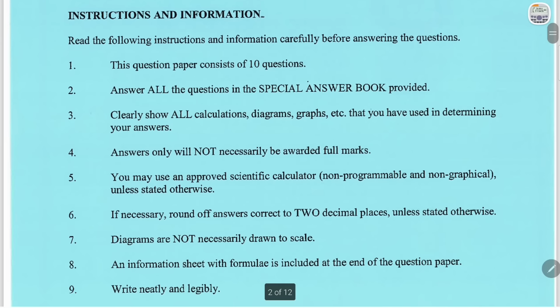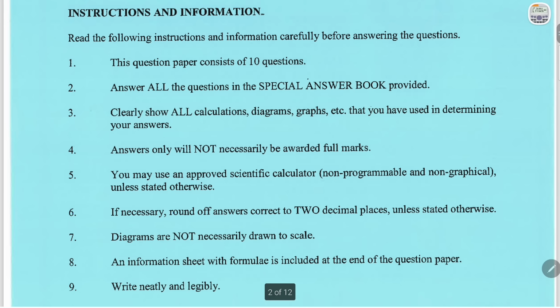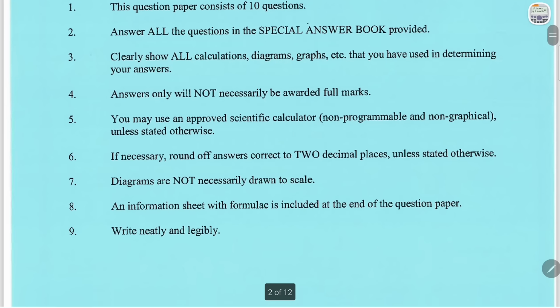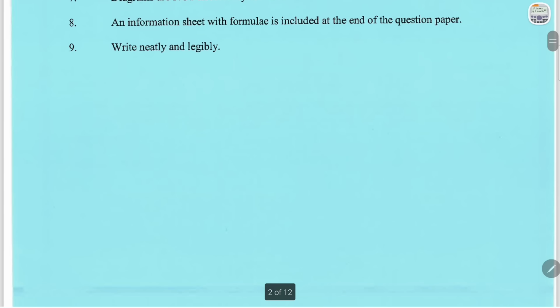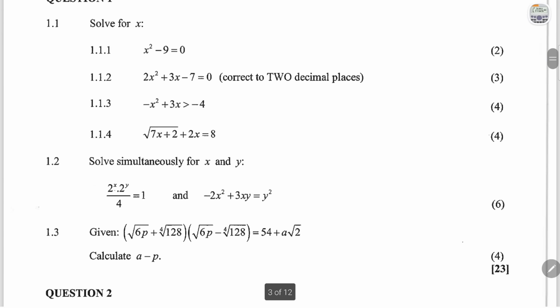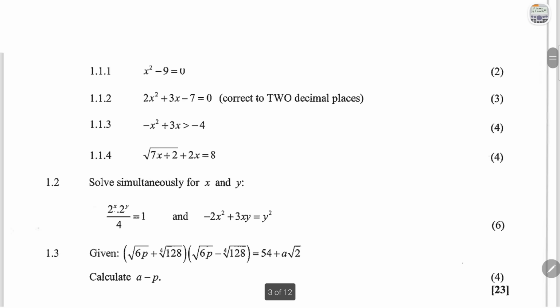Okay, so with that being said, let's look at the instructions. Again, as usual, we need to make sure that we correct to 2 decimal places. And remember that the diagrams are not necessarily drawn to scale. So even if something looks like 90 degrees, if they don't tell you that it is 90 degrees, you cannot assume this. Let's get into this video and we are working on question 1.